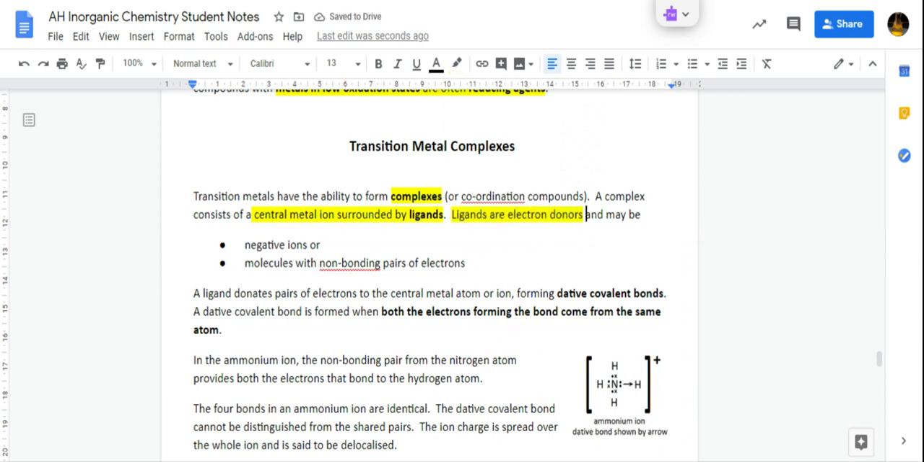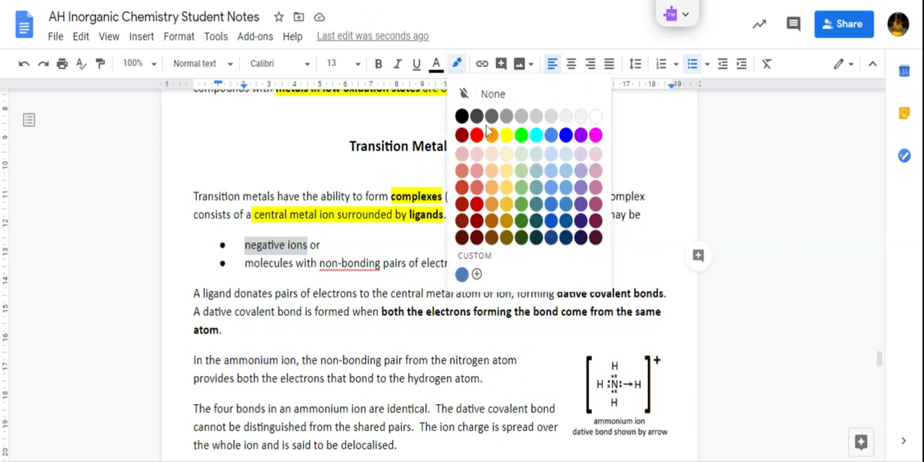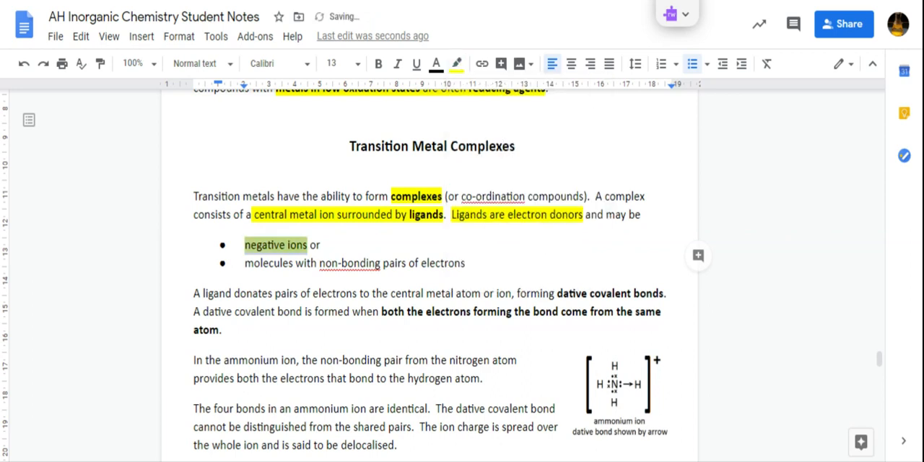So ligands can either be negative ions. For example, the chloride ion can act as a ligand. The cyanide ion, which is CN-, can also act as a ligand. Or it can be molecules with non-bonding pairs of electrons. For example, ammonia, there's a non-bonding pair of electrons on the nitrogen, or water. There's non-bonding pairs of electrons on the oxygen.